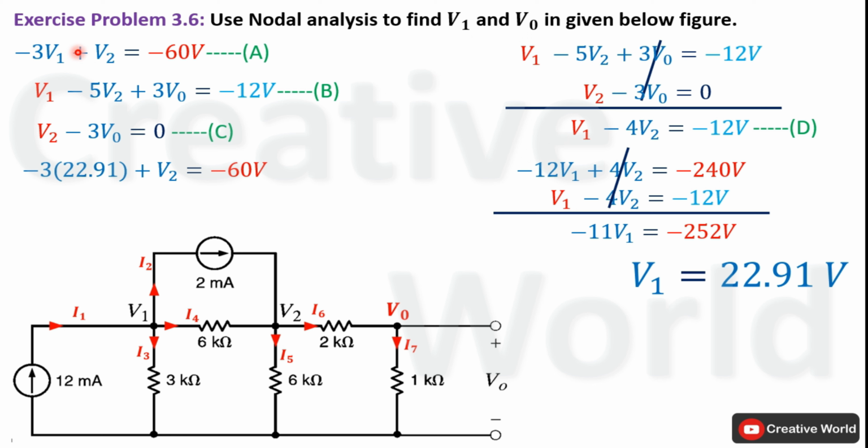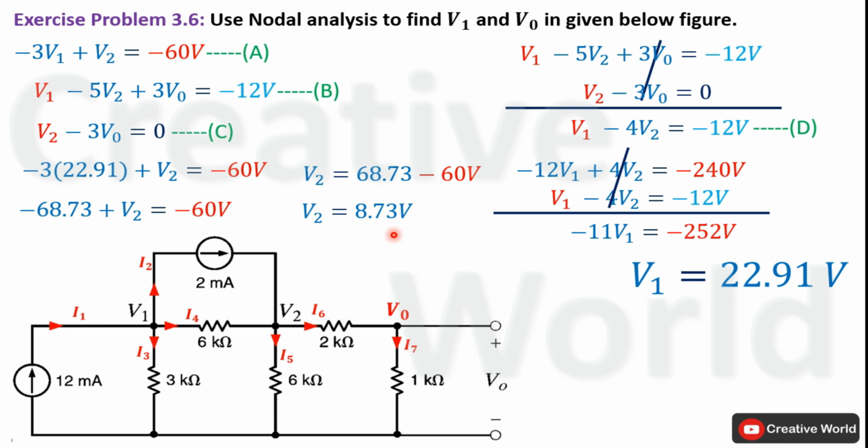In this equation A, V1 is replaced with its value. Now take the product of minus 3 and 22.91. It will become minus 68.73 plus V2 equal to minus 60 volt. Place this minus 68.73 volt on the other hand side of equal. Now subtract 60 volt from 68.73 volt. Value of voltage V2 will become 8.73 volt.